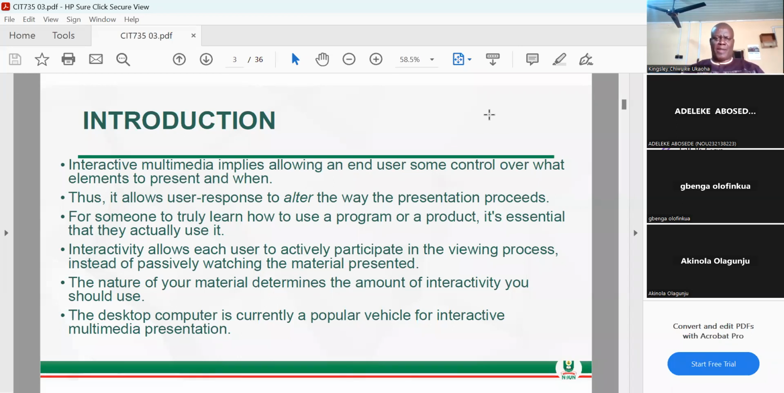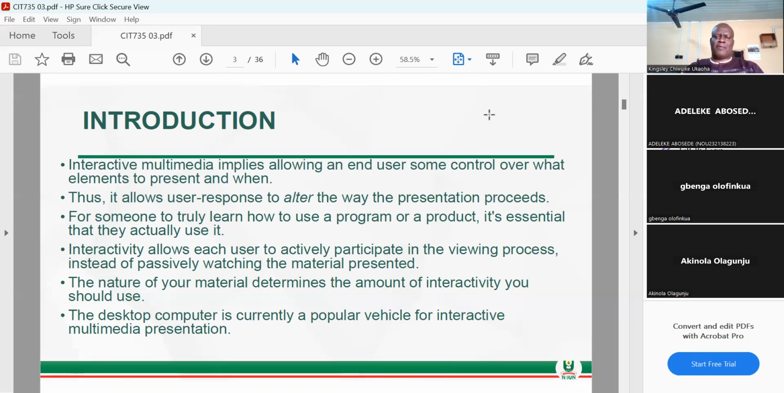Interactive multimedia implies or means allowing the end user some control over what elements to present and when. Oh, I want to watch a film in 5 hours' time, and the film will be showing in 4 hours' time. So what do I do? Can I be able to reset the system so that it can pause that particular film or push it towards a hard drive I have on my decoder? And when it is now 5 hours' time, even though the film must have ended on the station, I can still watch it. You already have some control.